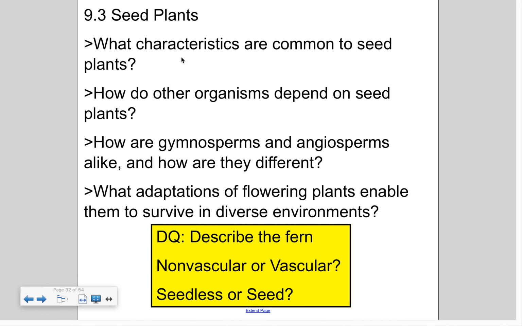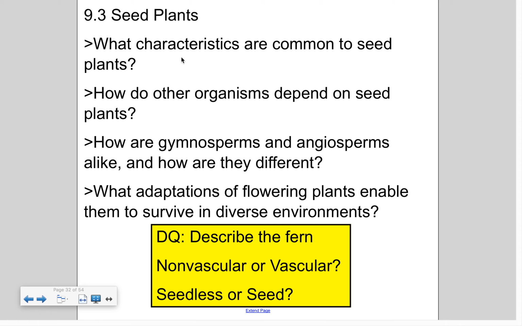All right, welcome back, Life Science. Today we are going to talk a little bit about seed plants more in depth, some characteristics that they have in common. But mostly I think I'm going to focus on xylem and phloem and some of the unique structures that these plants have. Now, we started this chapter talking about what is a plant?